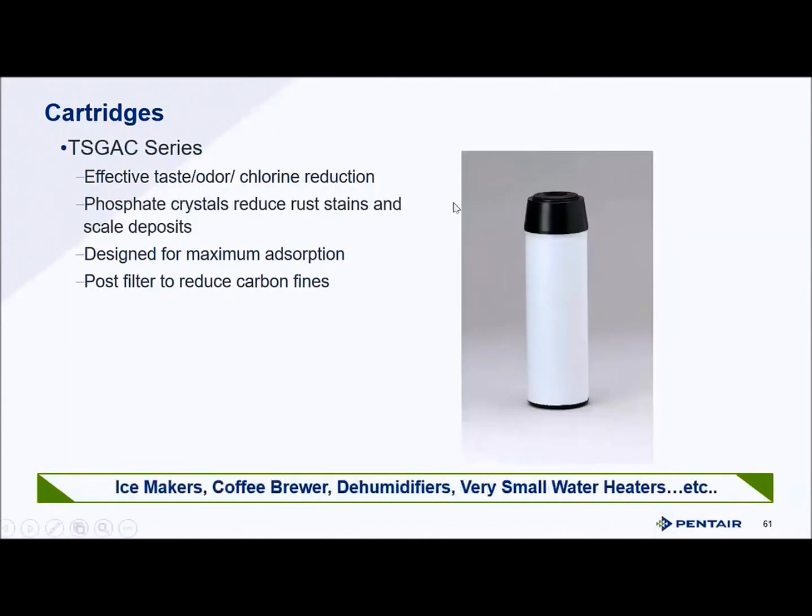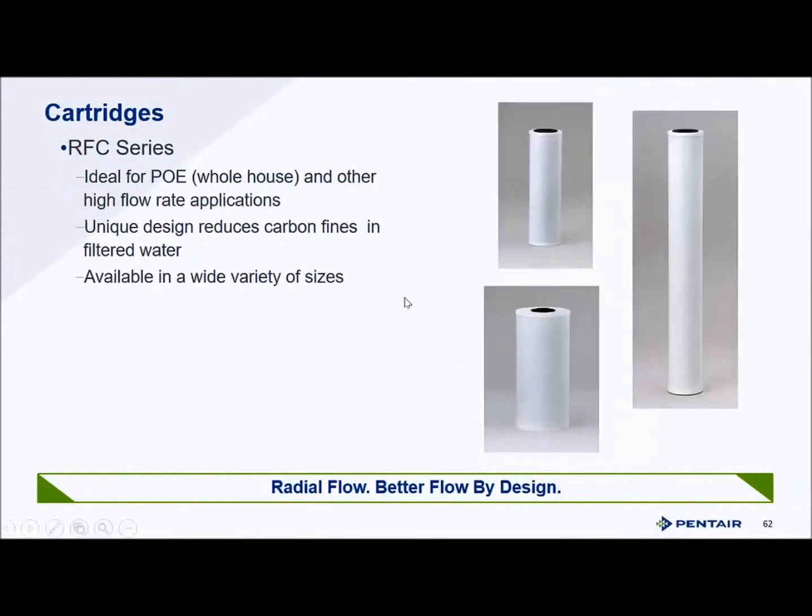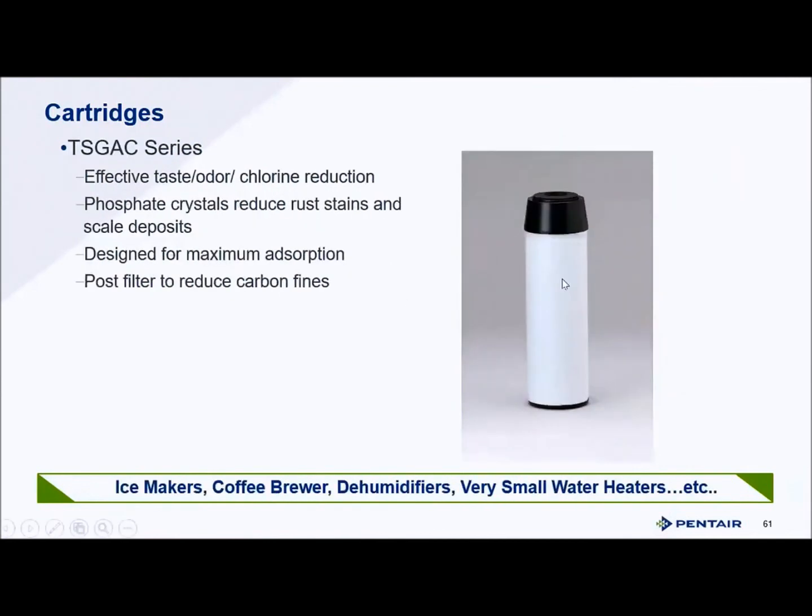TSGAC, this has phosphate in it. This is really designed as a pre-treatment for a hot water device, coffee filters, ice makers, dehumidifiers, that will help control scale buildup in small appliances. So small drinking water ice makers, hot water heaters, hot water dispensers on your sink, that sort of thing is what this is used for. Actually, a good place for this also might be in an RV.